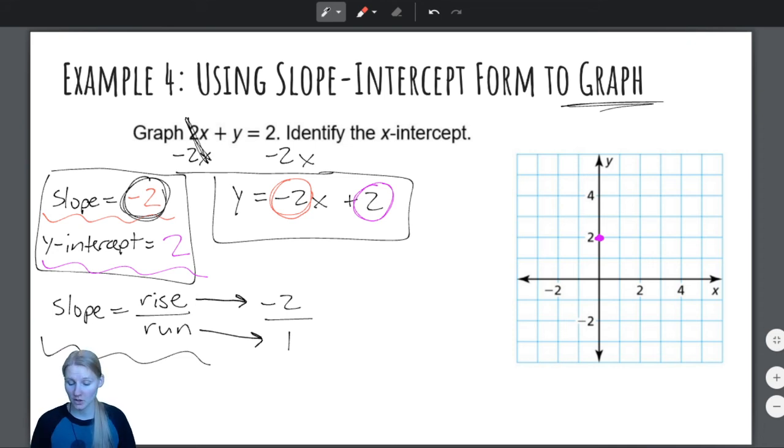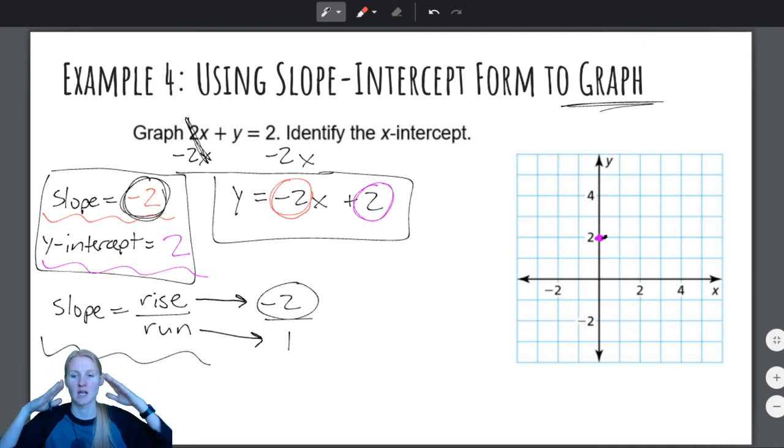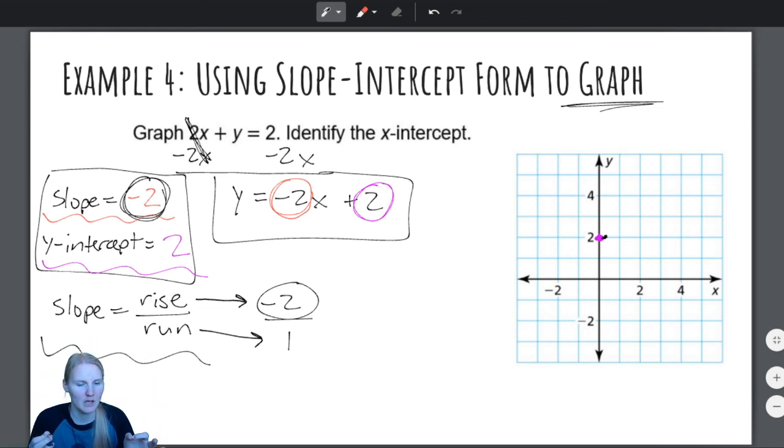So what we're going to do is go back to our graph and take the y-intercept point that we had before. Now I'm going to start here and I am going to rise -2. Now remember, when you think rise, you're thinking up and down. You're thinking y-axis. So if I am rising -2, it means I'm going to go down 2.